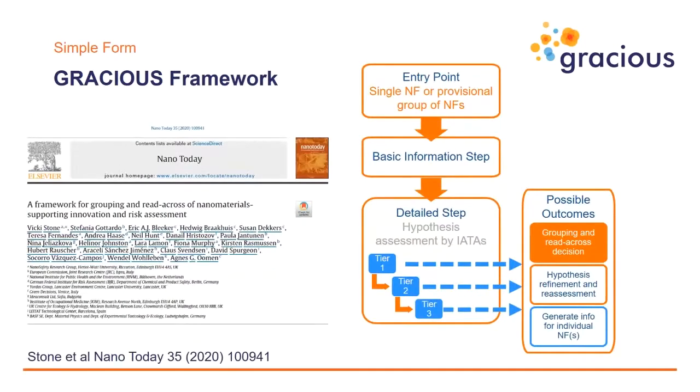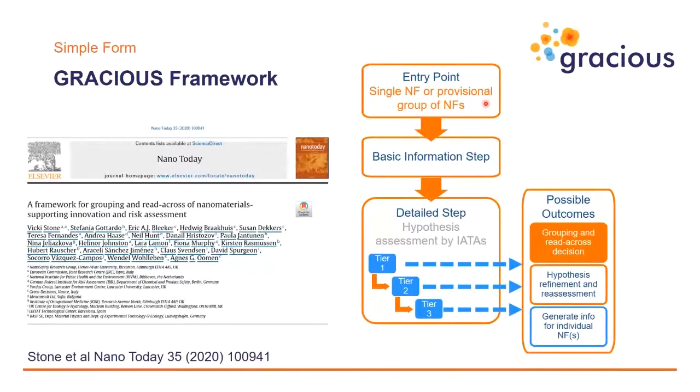So the Gracious framework has already been published. It was published in Nano Today in 2020, and this is a simple version of the Gracious framework. So you would start the framework either with a single nanoform that you're lacking data on to help you do a risk assessment. And so you're looking for a group that you could insert your single nanoform into that contains the data that you need.